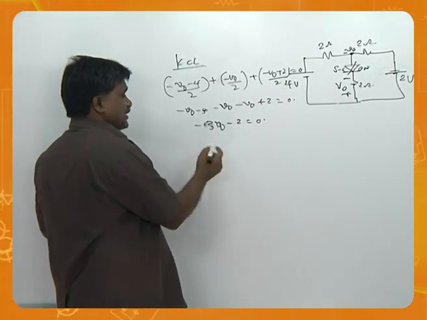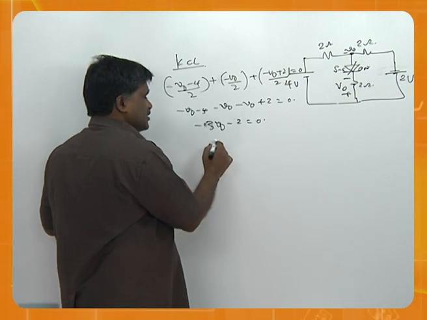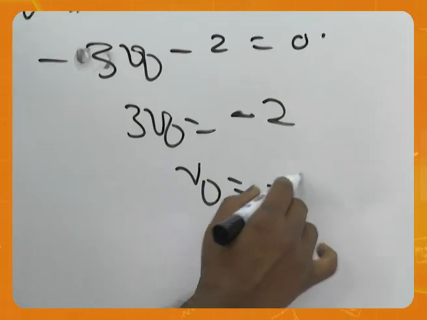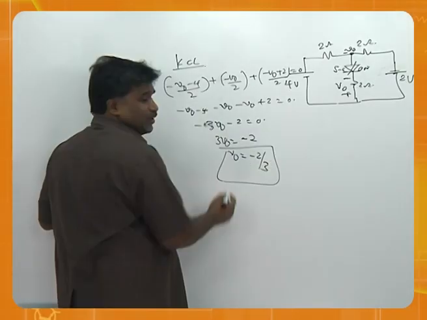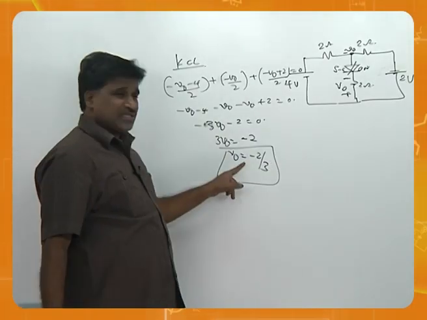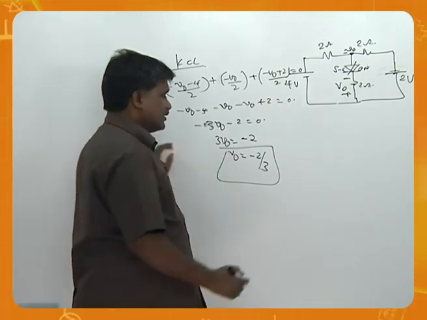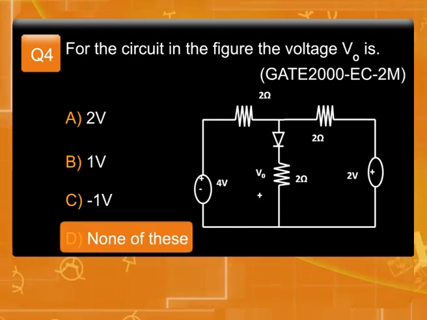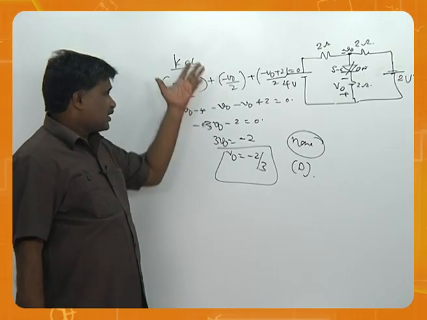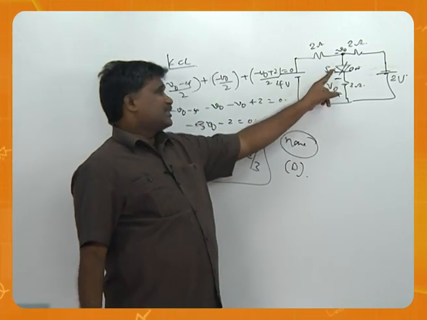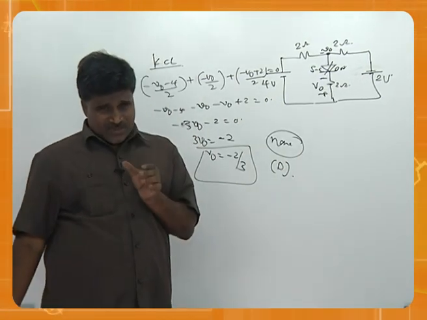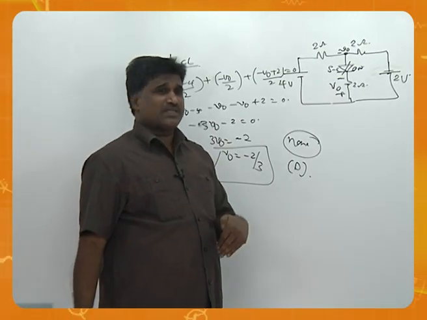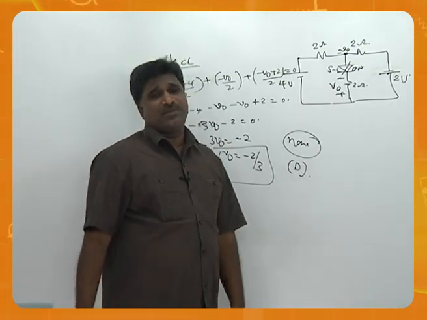Therefore, if you multiply with the minus sign, as you know in mathematics, 3 V0 is equal to minus 2. V0 is equal to minus 2 by 3. Now you see the options there. This is not available in the options, and hence the answer is none of the above. None of the above means the answer is D. So this is how you can solve even if there is a diode. I am going to show as many dependent sources, AC sources and active devices as possible. This is the solution for this problem.